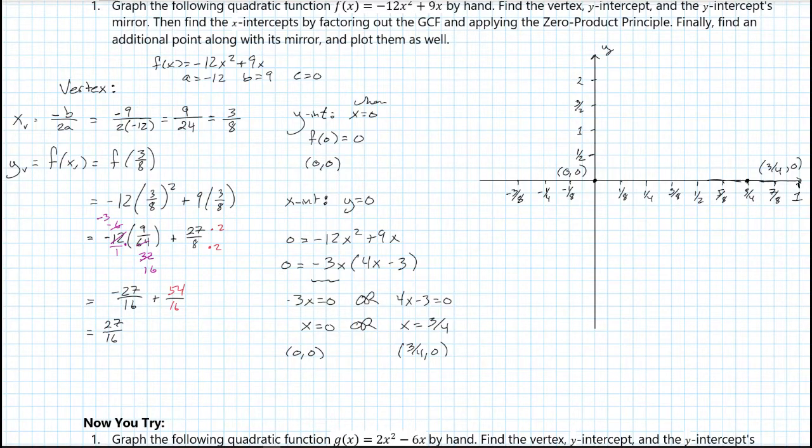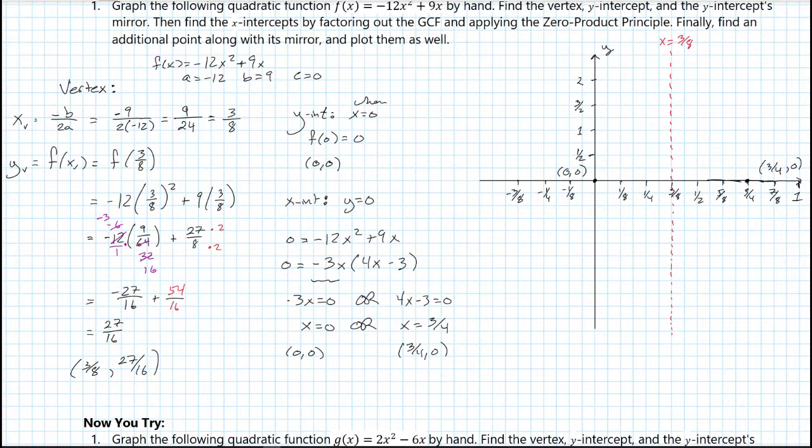And so my vertex is at 3/8, comma 27 over 16. So I'm going to draw that axis of symmetry in. This is not part of the graph. This is just noting that the entire graph is symmetrical over this line. And we can see that the y-intercept's mirror point is the other x-intercept here. So we've already found that. That's part of this already. And I just need to find where is 27 over 16.